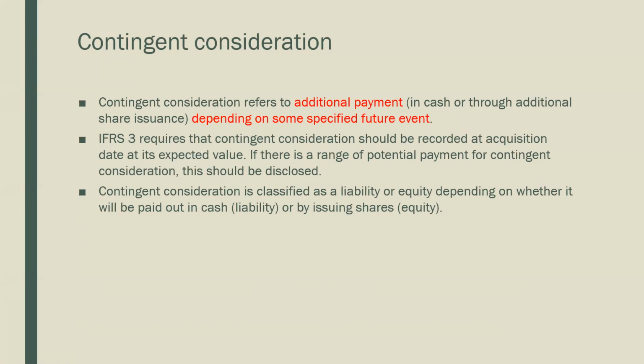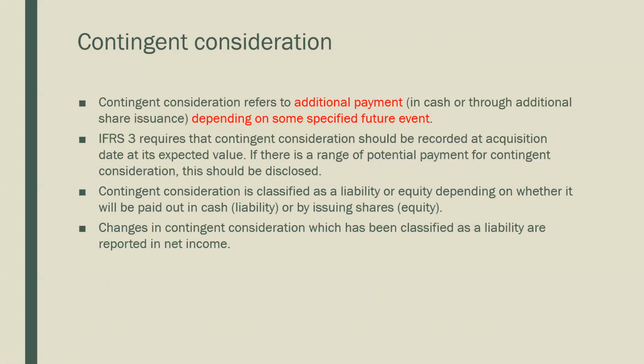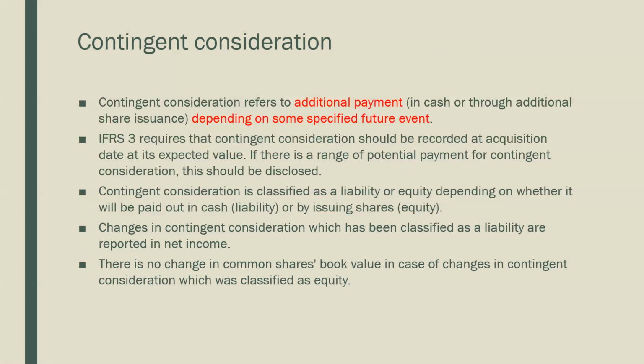The contingent consideration will be classified as a liability or equity, depending on whether it'll be paid out in cash or by issuing shares. So if the contingent consideration is payable in cash, then it'll be a liability. If it were to be settled by issuing additional shares, then it will be considered a portion of equity. In cases where the contingent consideration has been classified as a liability, changes in the amount are reported through net income. And there is no change in the common shares book value in case there are changes in contingent consideration that was originally classified as equity.